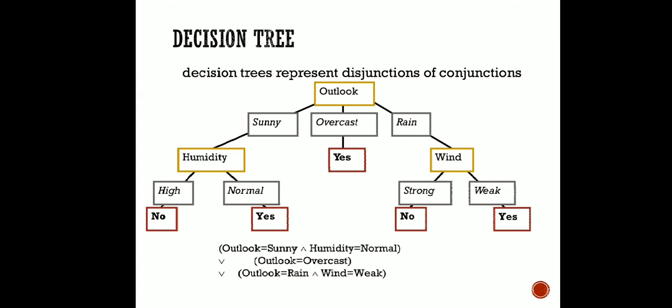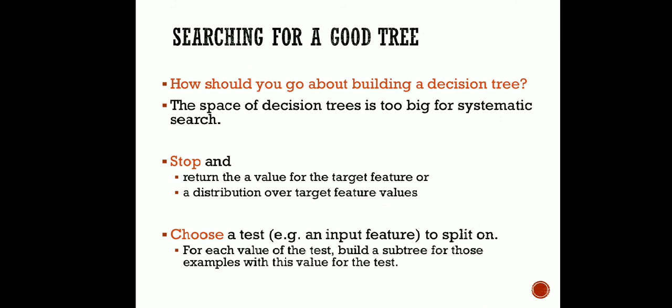So in this fashion we are going to represent the decision tree, but we have to learn how to build this decision tree first. This is how we can search for a good tree. If you think of building a decision tree, the space of decision trees is too big. This is one drawback of decision trees, because the space complexity is large.